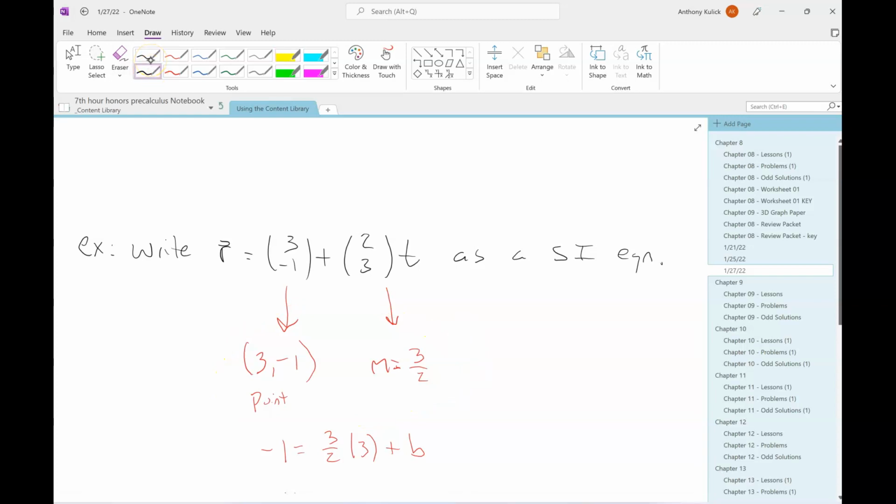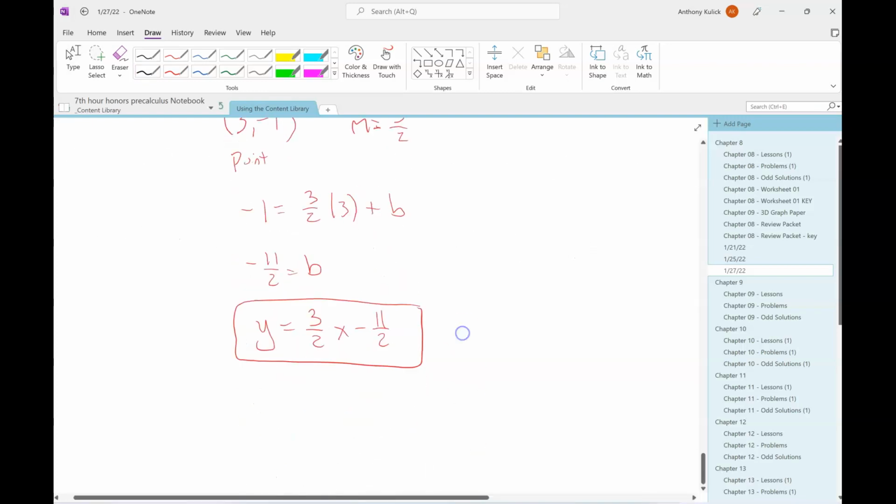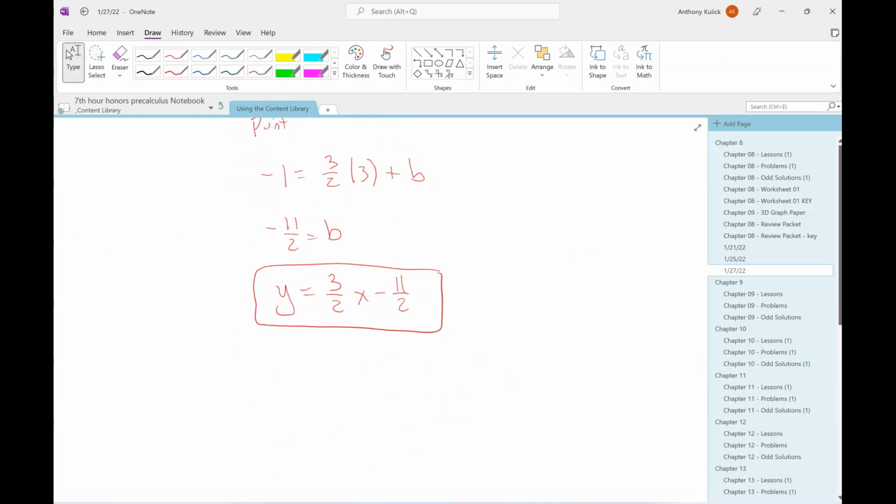Worth pointing out, in 3 dimensions, is it going to be this easy? Definitely not, because in 3 dimensions, what doesn't exist? Slope. Yep. So that's a little bit of a slippery wicket there.